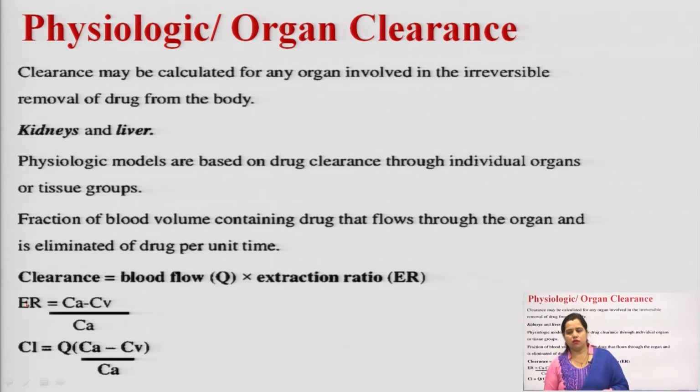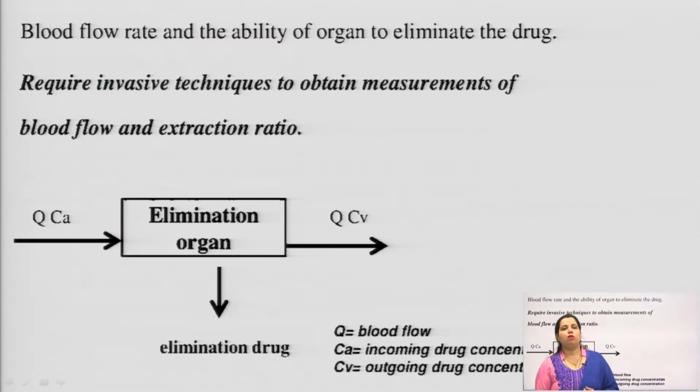So, basically this is the incoming concentration and the outgoing concentration, and this is the blood flow. Extraction is basically the difference value, giving this particular extraction ratio. The blood flow rate and the ability of the organ to eliminate the drug require invasive techniques to obtain measurement of blood flow and extraction ratio.